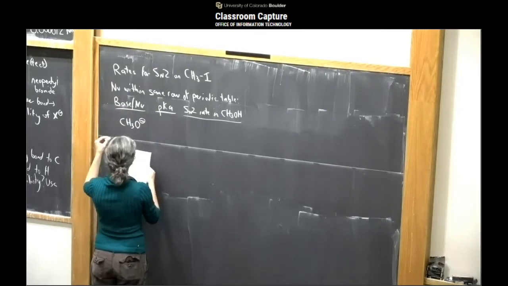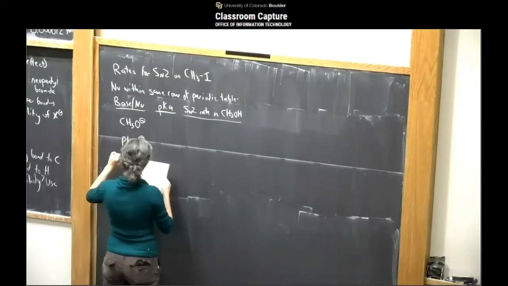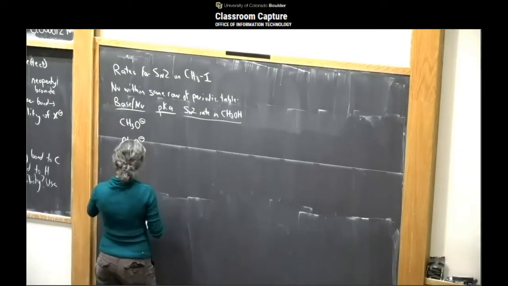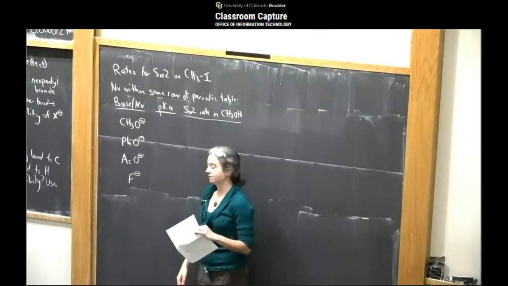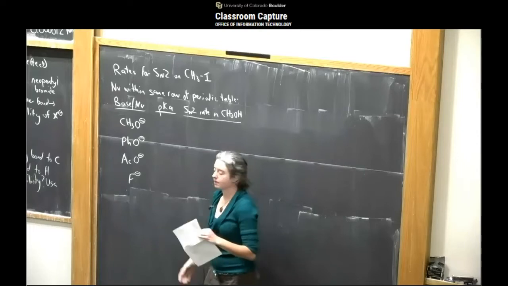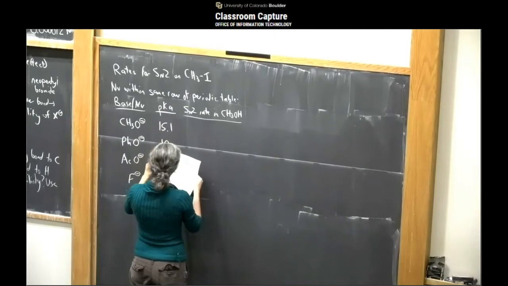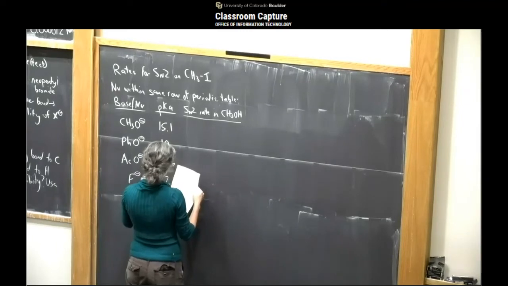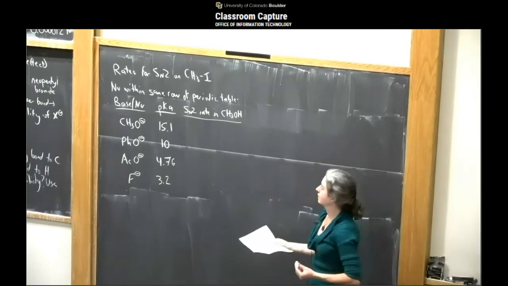Okay, so here we go. CH3O-, so methoxide. Phenyl O-, so phenoxide. AcO- is acetate. And then F- is fluoride. So note that three of these actually have the same nucleophilic atom even, but because of the other stuff attached to them, their pKa values are going to vary quite a bit. So 15.1, 10, 4.76, and 3.2.